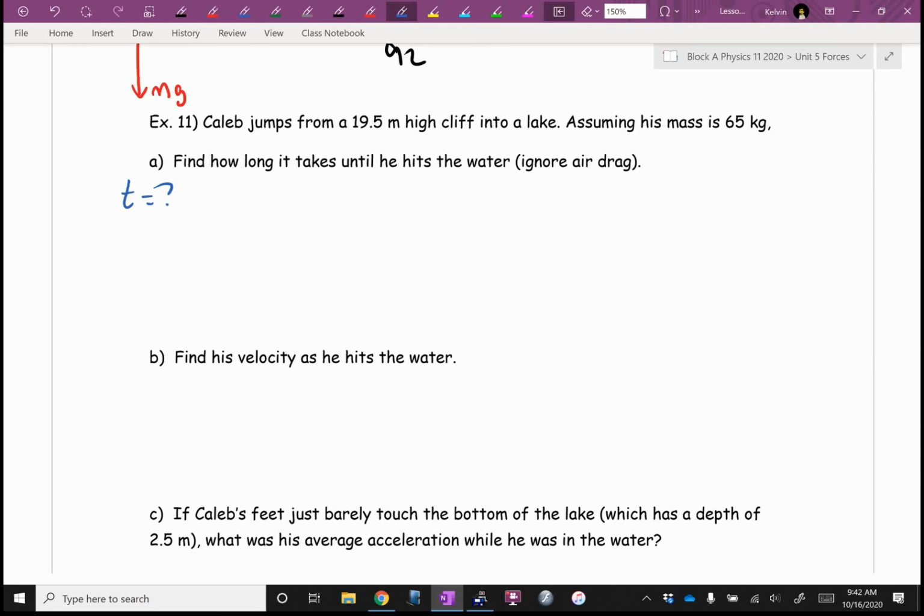What else do I know? What's d? I'll give you a hint. It's not 19.5. Negative, because Caleb's ending up below where he started. What else do I know? If you're cliff jumping, what's vi? You don't jump down, or you might jump up a tiny bit, but typically you're jumping outwards. Vertically, your velocity is pretty close to zero. What else do I know?